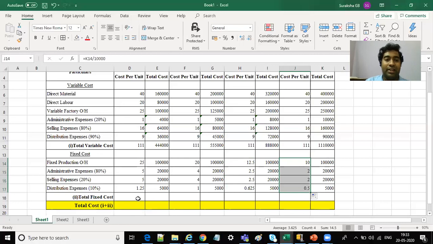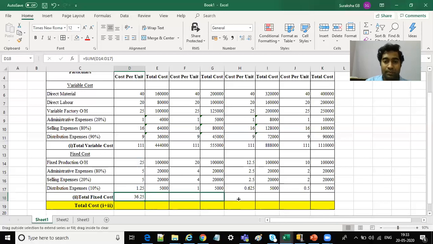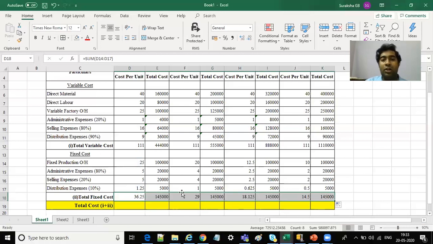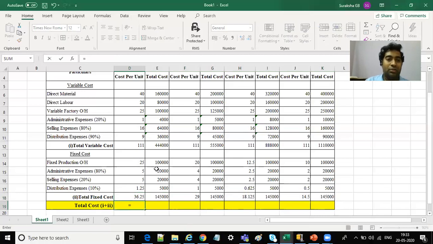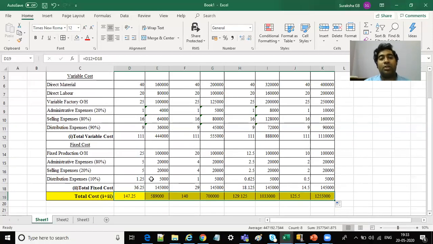All the values are calculated. Now we need to calculate the sum of the fixed cost. We got all the calculations required. Now we are done with the variable cost as well as the fixed cost. So the last step is to find the total variable cost plus total fixed cost to calculate the total cost. That's it. This is about solving the problem.